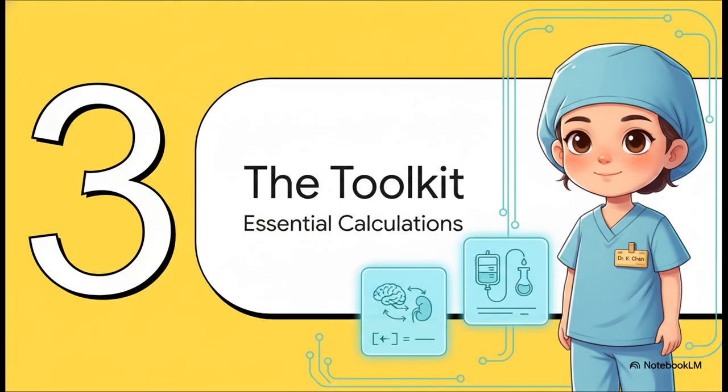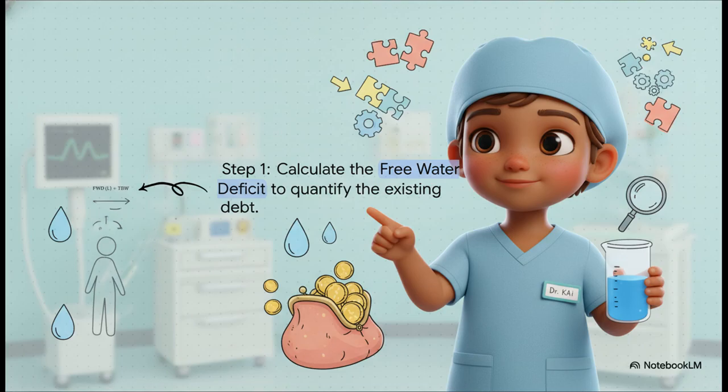All right, let's get practical. To really treat this right, you need a couple of key formulas in your back pocket. This is how we go from just having a diagnosis to having a real quantitative plan. First up, the free water deficit. This formula is your starting point. It tells you, in liters, exactly how much pure water your patient is missing to get back to a normal sodium. Think of it as calculating the patient's existing water debt.